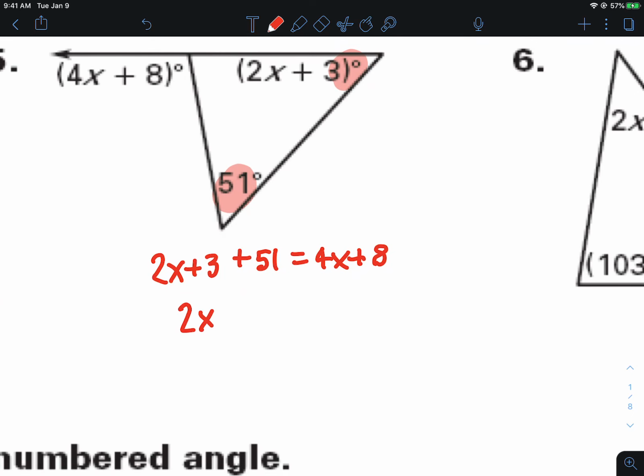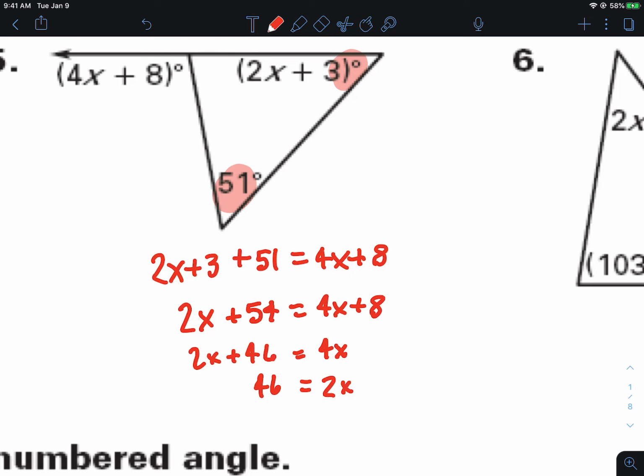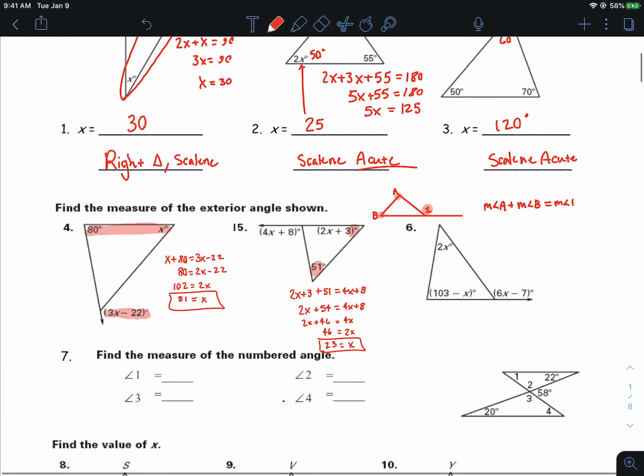Okay, and then you can combine up your like terms there. That's 2x plus 54 equals 4x plus 8. Could subtract 8. That's going to get us 46. I guess we could subtract the 2x at the same time if you wanted. That would get us 2x over here, and then when you divide, that gets you 23. So that's that there on those.